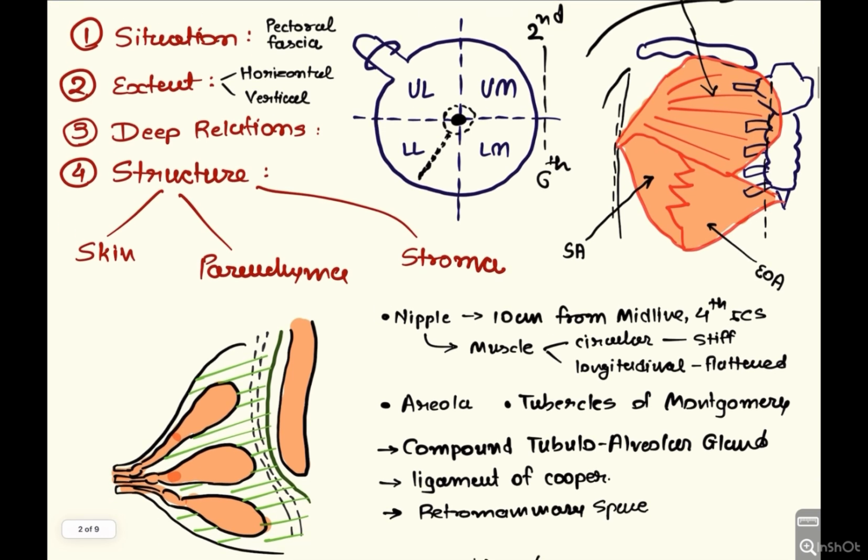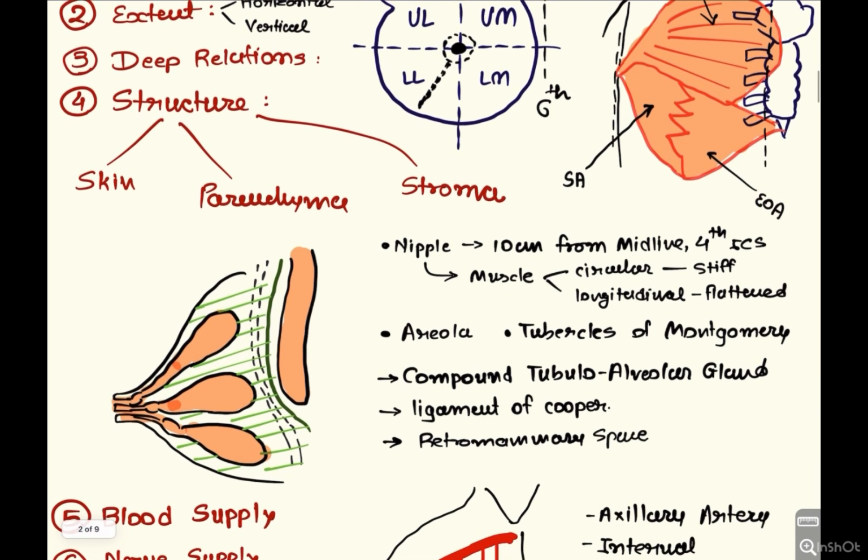Now we are going to discuss the structure of the mammary gland. The gland is studied in three parts: the skin, parenchyma, and the stroma. Okay, let's talk about some points in the skin.